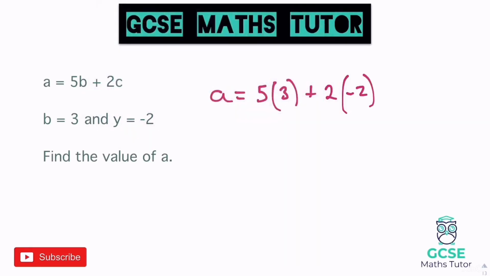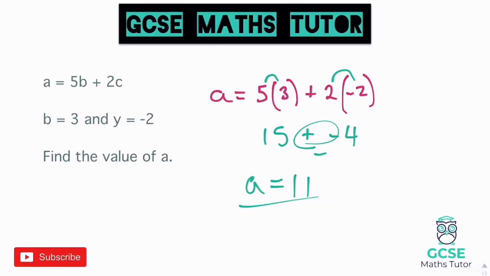All we have to do is now multiply these. So 5 times 3 is 15. 2 lots of negative 2 is negative 4. And we're adding these together. So 15 add negative 4 is 11. Remembering that these just become a takeaway. So it's 15 take away 4. So a would equal 11. There you go. Just something to remember there. Whenever you're subbing numbers in, always put them into a bracket there, just so that you can sub them in and then deal with the calculations later.